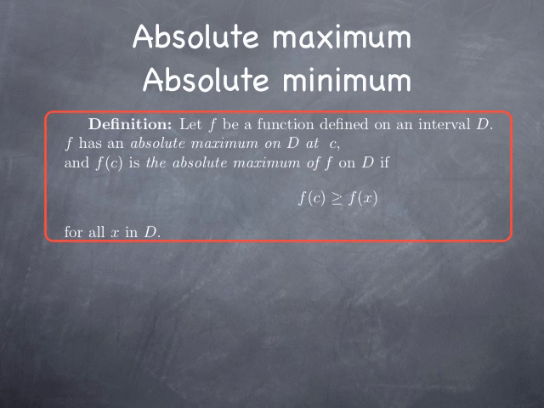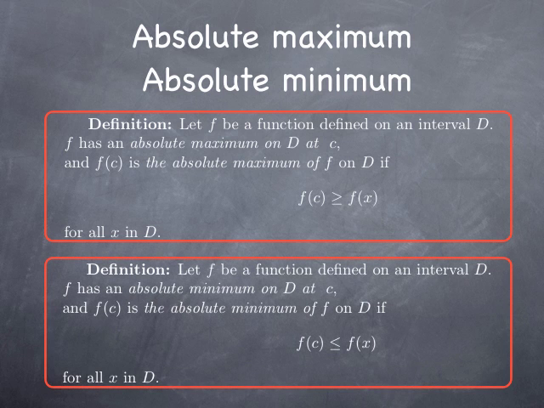If a function is defined on an interval D, we're going to say that it has an absolute maximum on that interval D at c, where c is an element of D. So c has to be a point in the interval D. In that case, the value of the function at c is going to be called the absolute maximum of f on D. And this is the case if f of c is the largest value that the function f takes on D. In other words, f of c is greater or equal to f of x for all x in D.